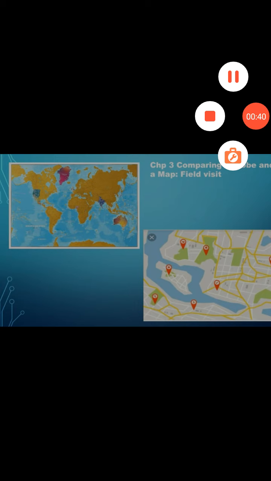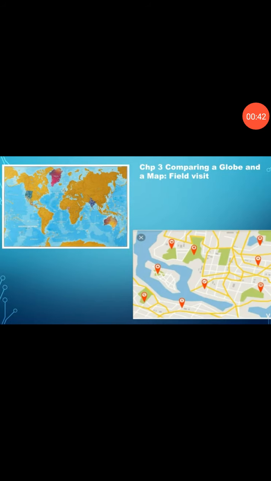Let's begin. And I hope, students, that you have noted down all the points and question answers which I explained in the previous lecture in your notebook. And now, whatever important points or comparisons of a globe or a map I give, you have to note down in your notebook. Okay students, let's begin a new point, that is a map.